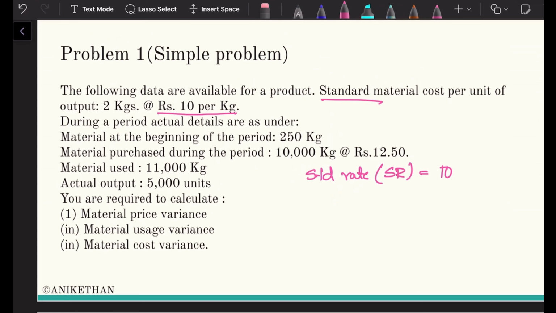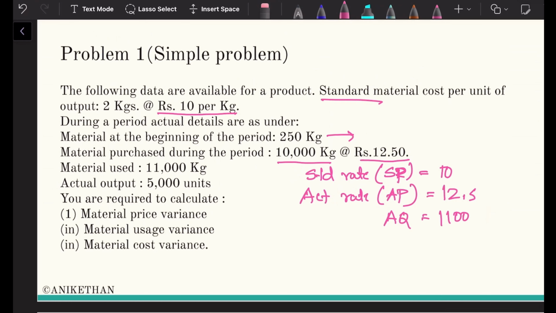During the period, actual details are as under. Material at the beginning of the period, so this is opening WIP. Then material purchased during the period is 10,000 kg at 12.5. This 12.5 is my actual rate, or AR, or actual price. This is standard price, this is actual price, equal to 12.5. Material used is 11,000 kg, so this is actual quantity. Then actual output is 5,000 units. I need this information to calculate standard quantity for actual output.